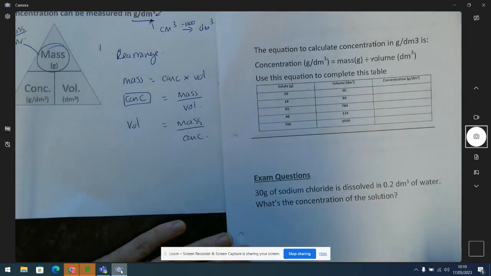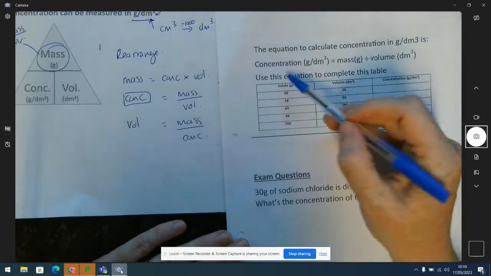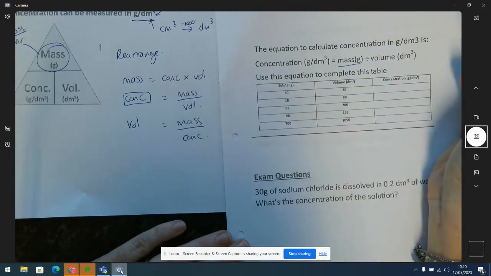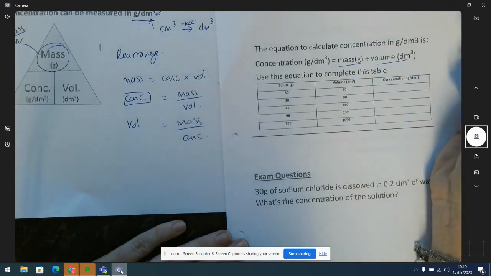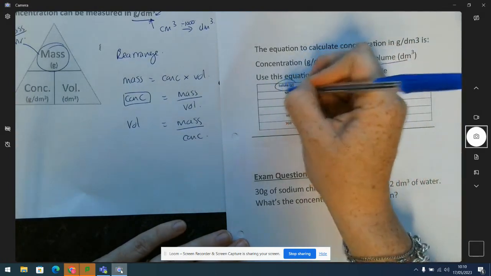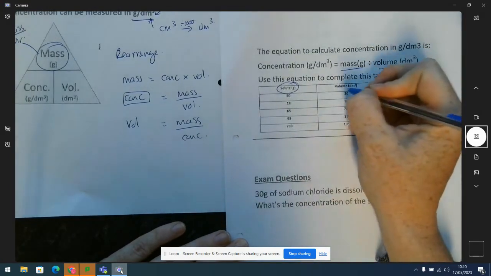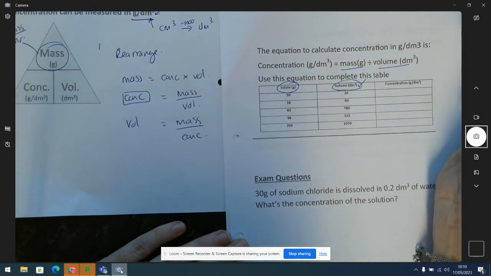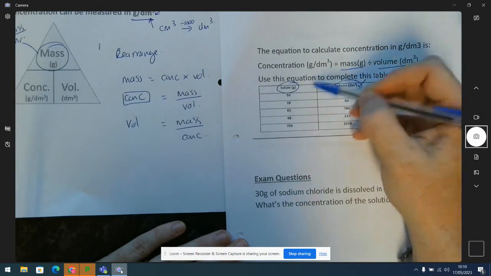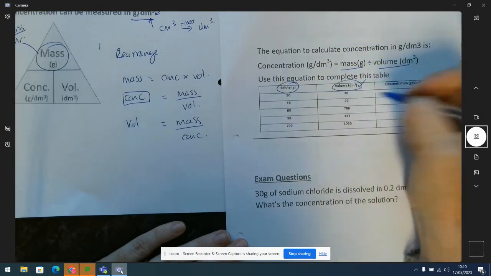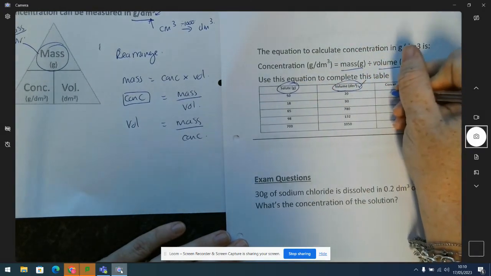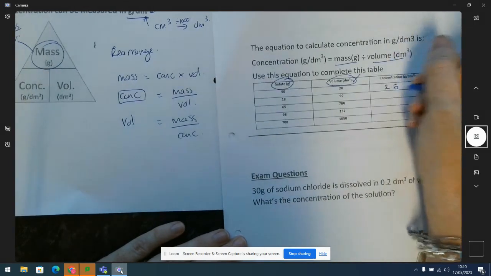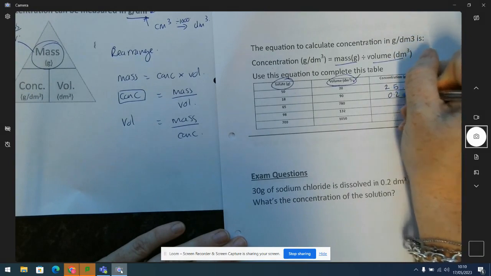Right, so hopefully you've done that. Let's go through this. I'm being asked to calculate the concentration. I do that by taking the mass of the substance and dividing it by the volume. It's given me the mass and the volume, and I'm going to tick it off because it is in the right units. So for this table, all I'm going to do is take the mass and divide it by its volume. So 50 divided by 20 would give me 2.5. 18 divided by 90 would give me 0.2.